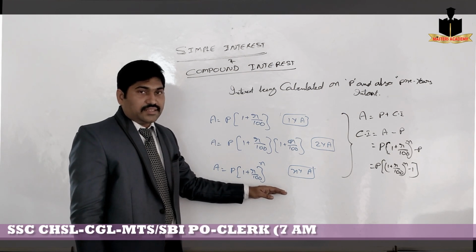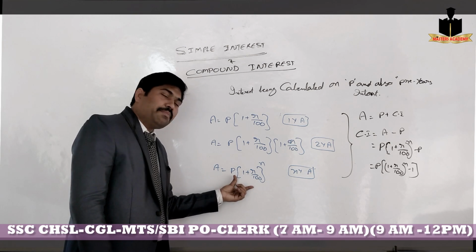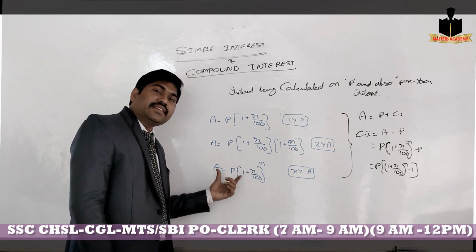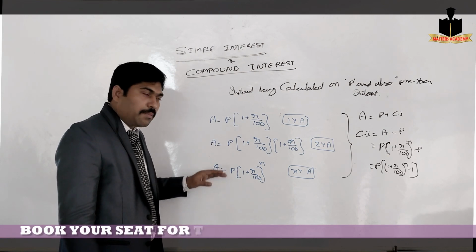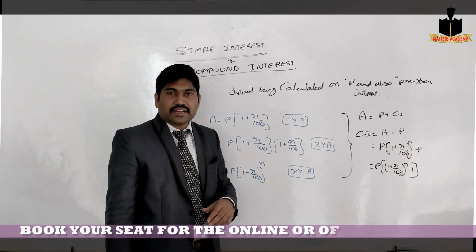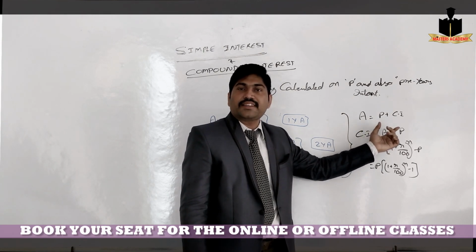According to the percentages, it's just the incremented value. According to the compound interest, it's just the compound interest. So (1 + r/100)^n is the total amount. This is how we can calculate the total amount, but we are here to calculate the compound interest. Compound interest equals the total amount minus principal.